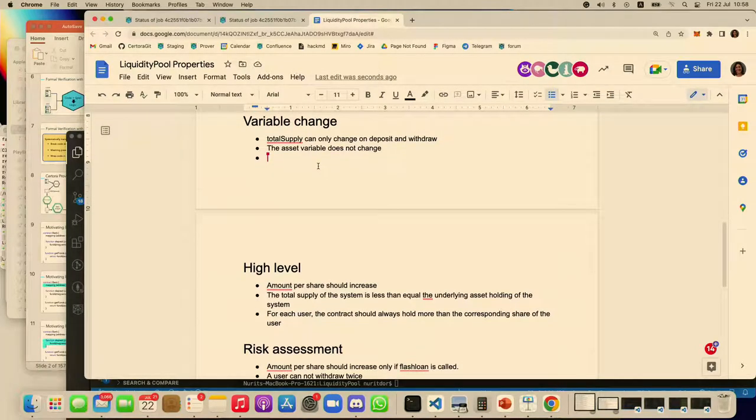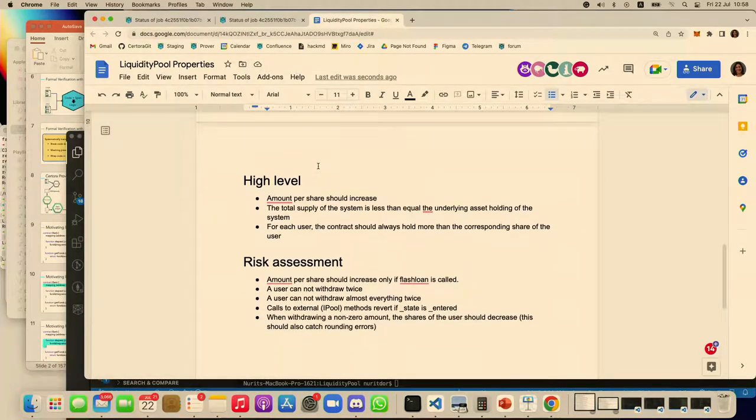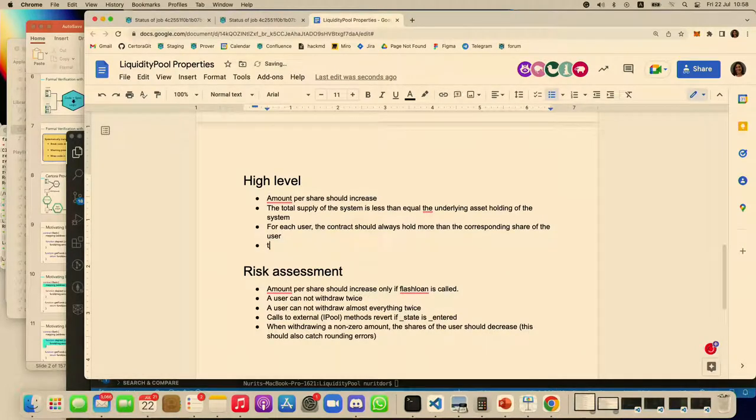High level. Amount per share should increase. The total supply of the system is less than or equal to the underlying. For each user, the contract should always hold more than the corresponding shares of the user. Yes, definitely. There is also a nice set of properties that I call total assets of users.